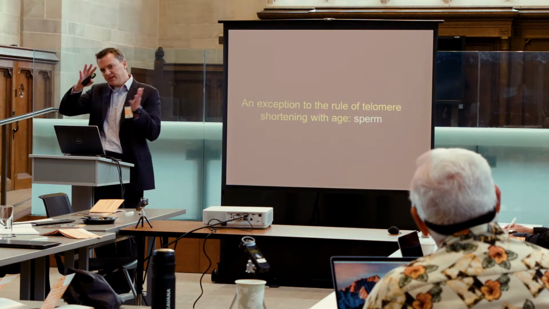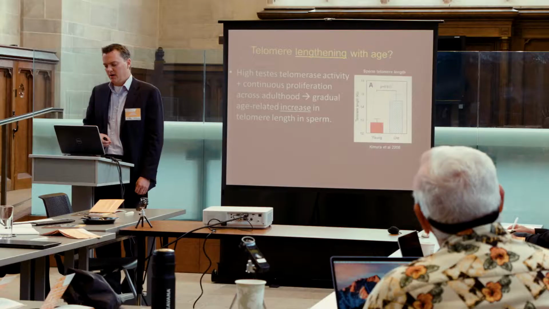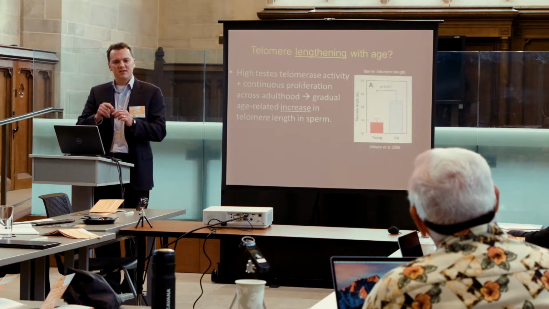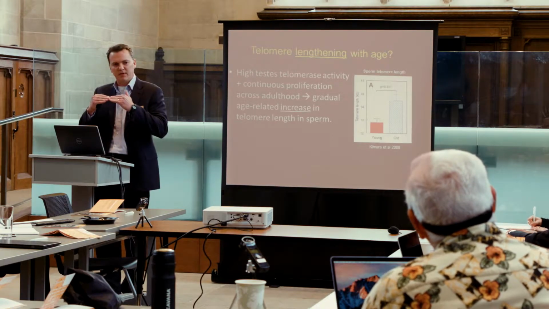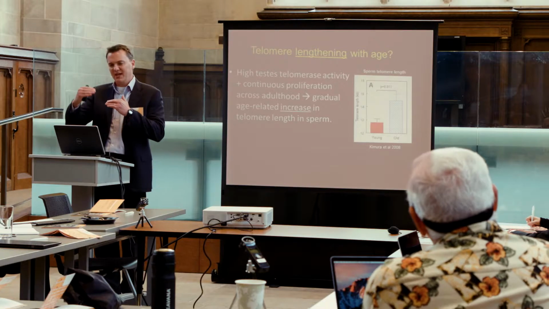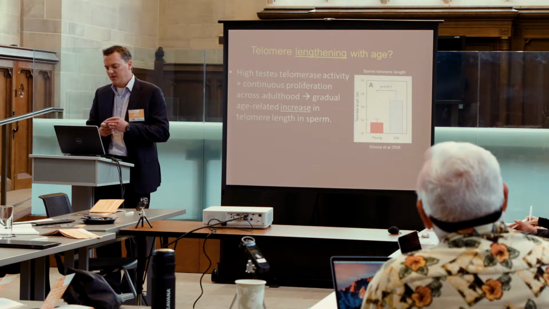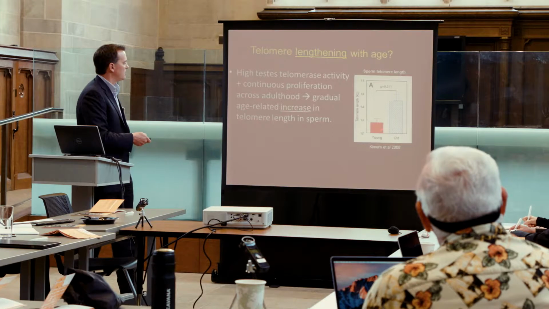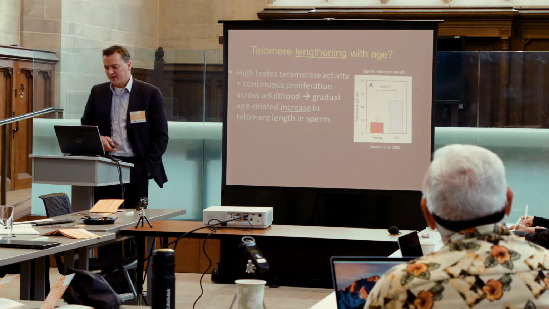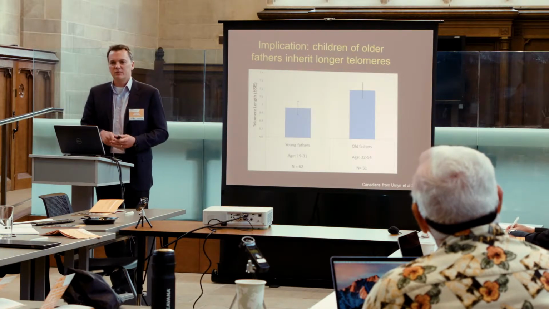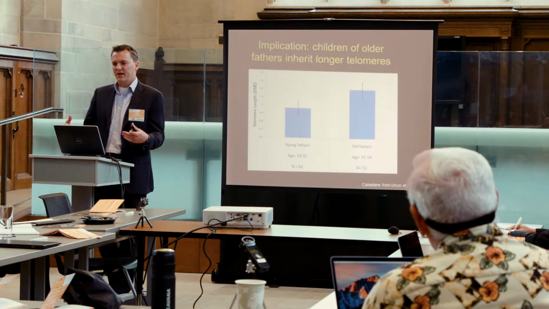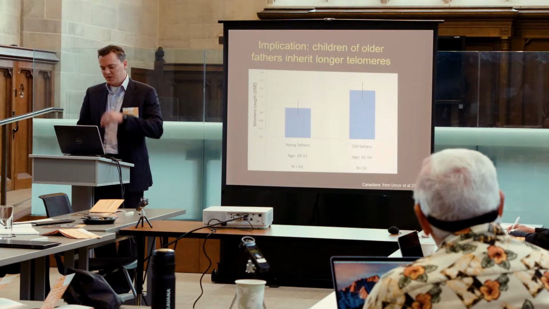Now, so telomeres get shorter with age in all tissues, with an exception of sperm. They actually get longer with age in sperm. And that's because there's high telomerase activity. This is an enzyme that can kind of replenish telomeres. And it doesn't just keep pace with cell replication, it actually increases telomere length with age. And so you see that here. This is in the sperm of young versus older men, longer telomeres in the older men. One of the implications of this then is that children of older fathers tend to inherit longer telomeres. And this has been shown in a number of studies.